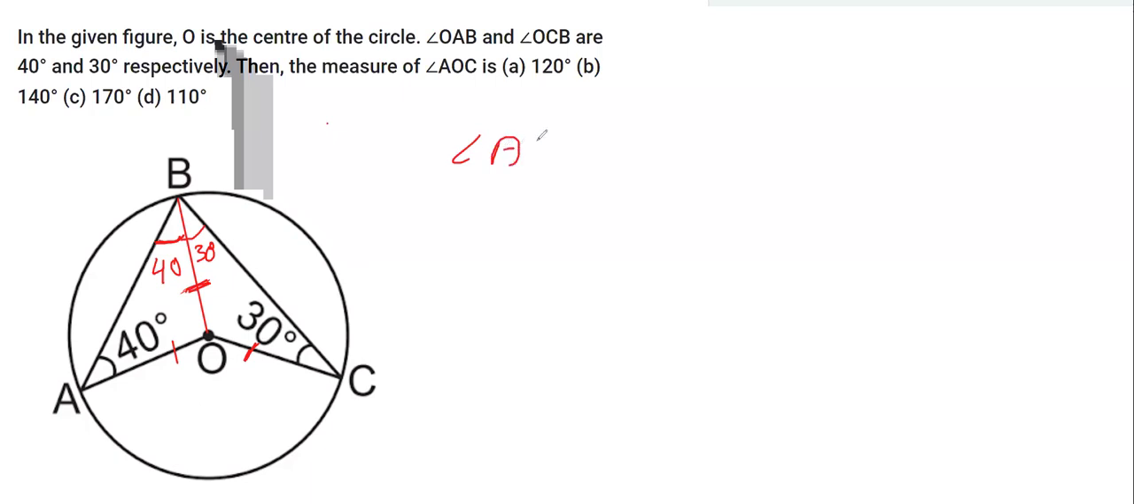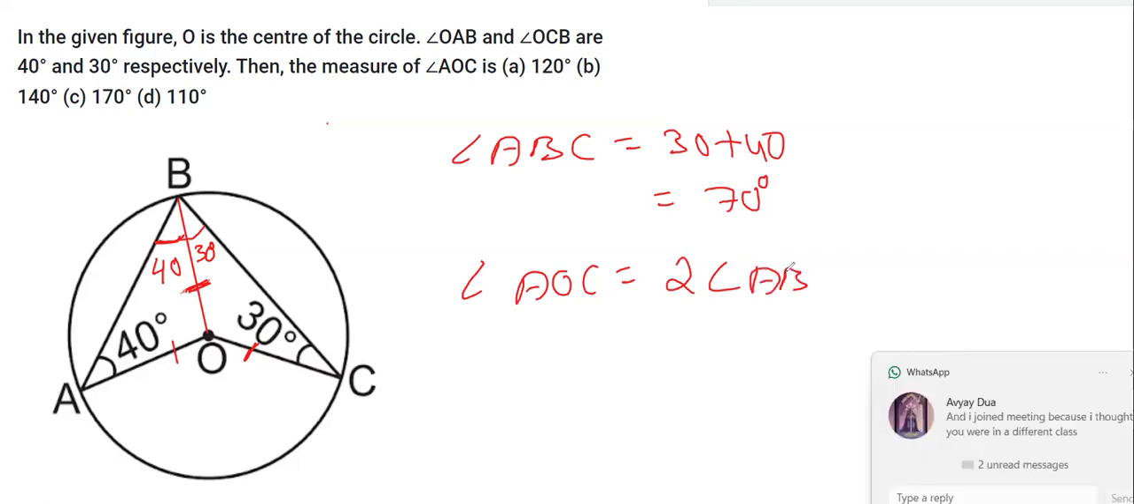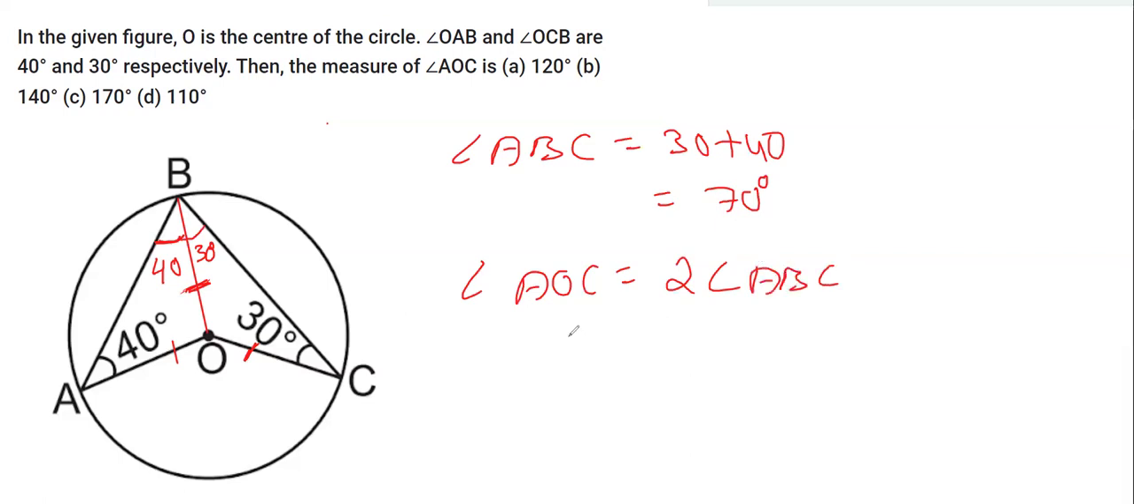Now we can say that angle ABC is equal to 30 plus 40. So that is equal to 70 degree. So now we'll find angle AOC. The property is that the angle subtended by an arc at the center is twice the angle subtended by the arc on the remaining part of the circle. So we can say angle AOC is equal to twice of 70, that is equal to 140 degree.